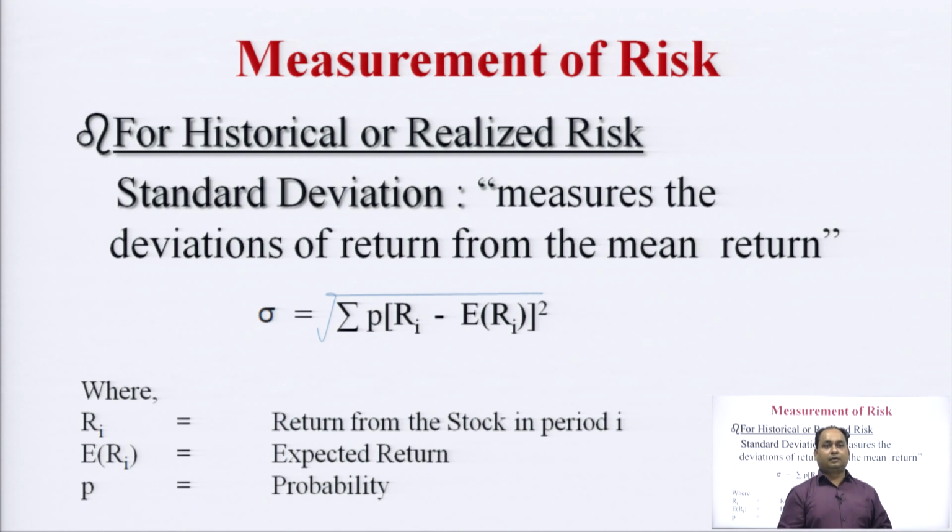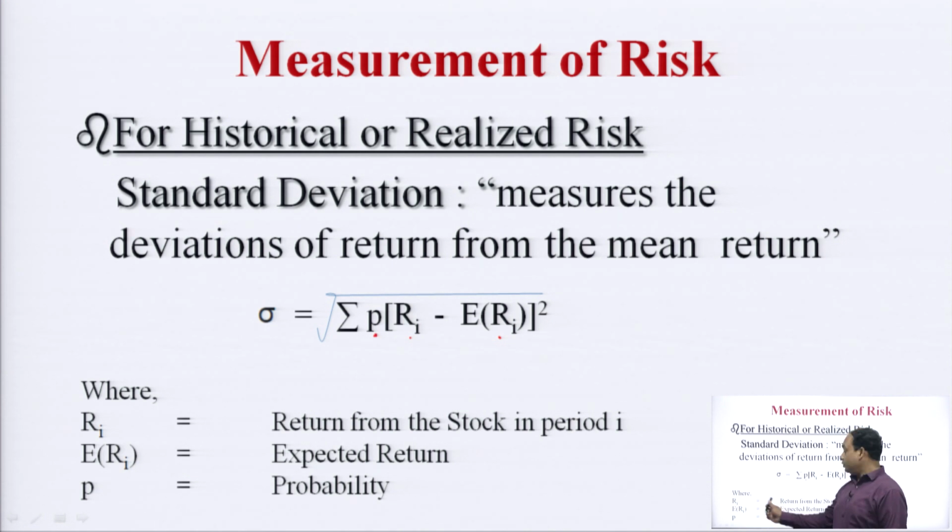Measurement of risk, the historical or realized risk. As we discussed in our previous lecture, risk is the deviation between the actual and expected return, assigned with the probability. The first and most important tool we use is the standard deviation. It measures the deviation of return from the mean return, meaning the deviation between what we are actually getting and what we have expected, assigned with the probability.